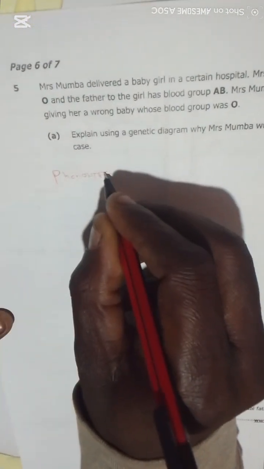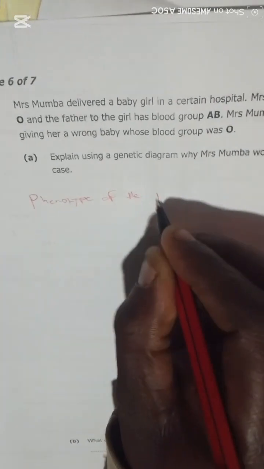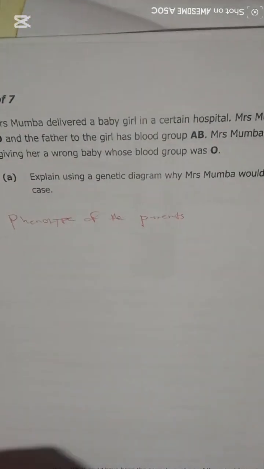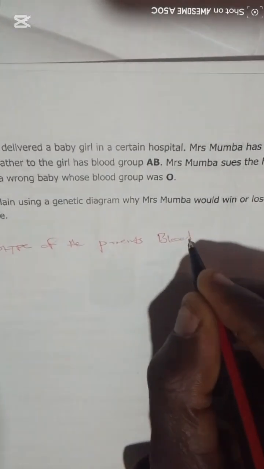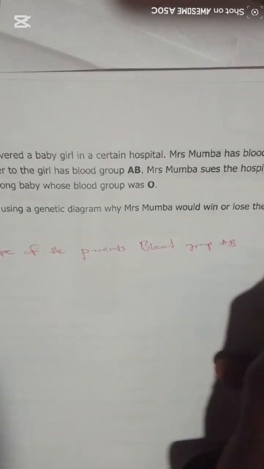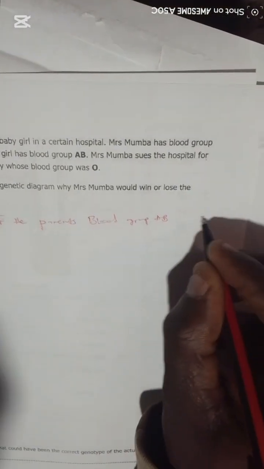So in this case, you need to be able to draw a genetic diagram that is well labeled. The first thing we're going to do is to write the phenotype of the parents. So remember, the father was of blood group AB, and the mother is group O. That is the blood group for the mother. If we want, we can bring in these lines there. That is the parents' phenotype. And note that phenotype is the outward appearance of an organism.